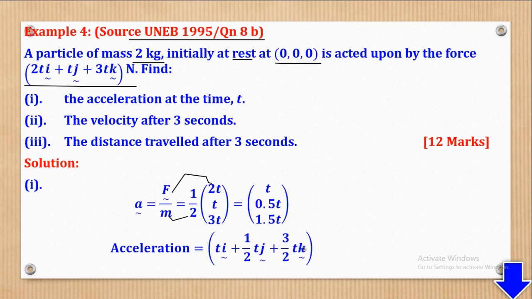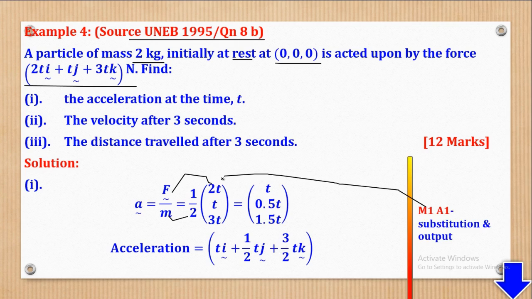So basically, that's what they wanted in Roman 1, and let's see the marks for Roman 1 before we go to the next slide. M1 was for substitution, and A1 is for the output.